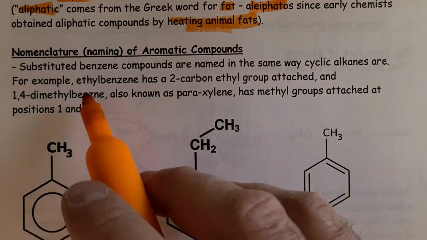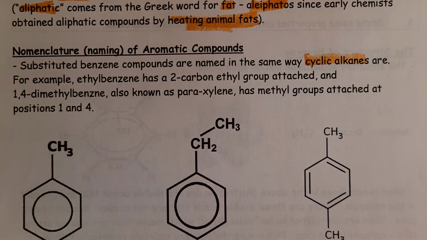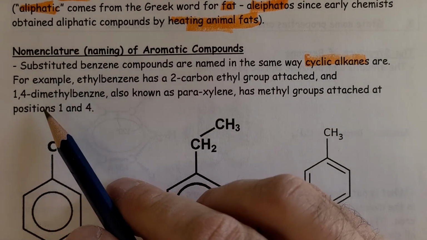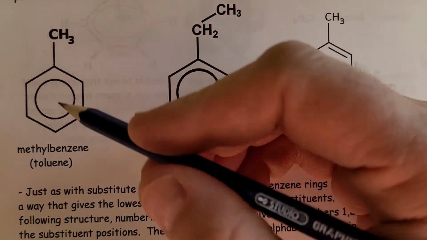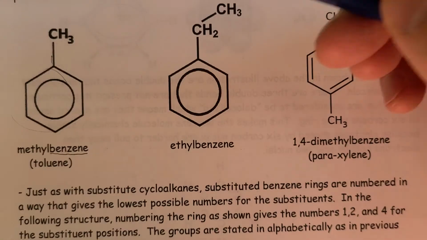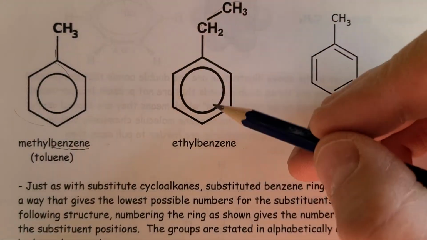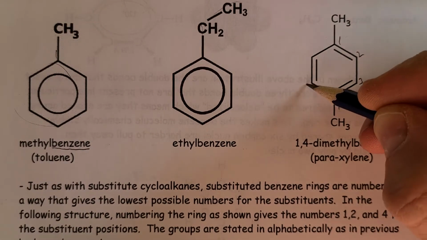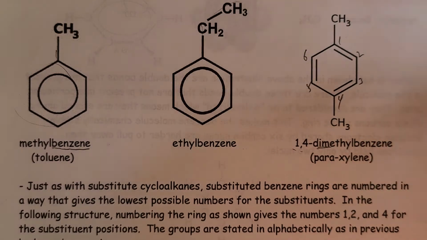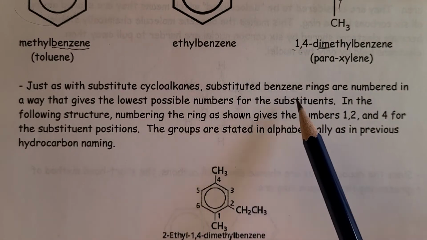Naming aromatic compounds. Substituted benzene compounds are named the same way the cyclic alkanes are, so very similar. For example, ethylbenzene has a 2-carbon ethyl group attached, and 1,4-dimethylbenzene, also known as paraxylene, has methyl groups attached at positions 1 and 4. So if you take a look here, we have a benzene, and we have the methyl group attached at any particular part, so we don't have to worry about numbering it. Ethylbenzene, again, ethyl attached to a benzene. Once I have 2 things attached though, 1,4-dimethylbenzene.